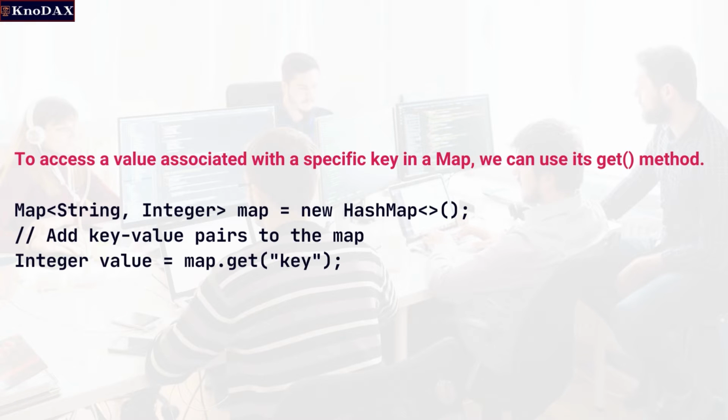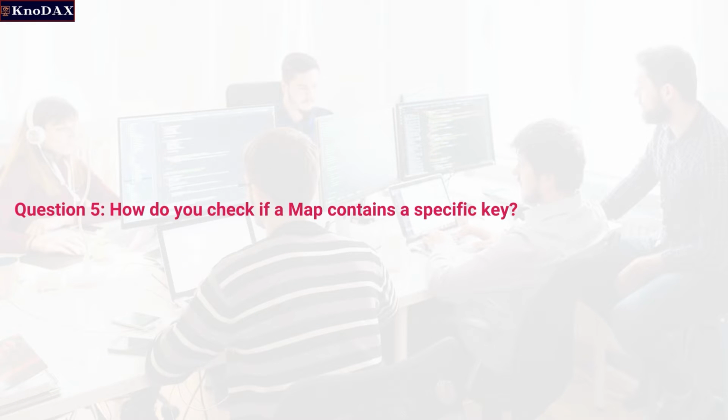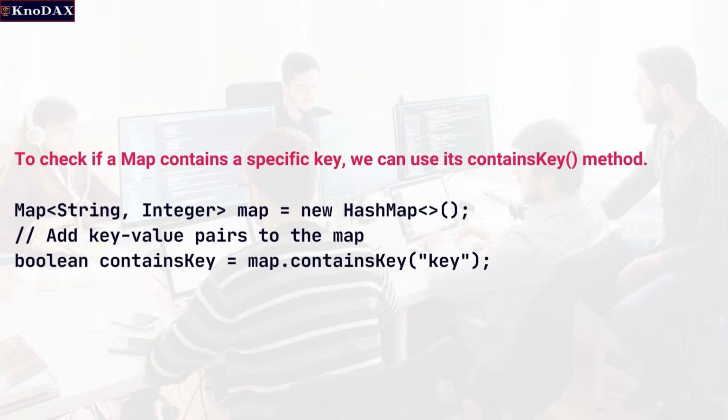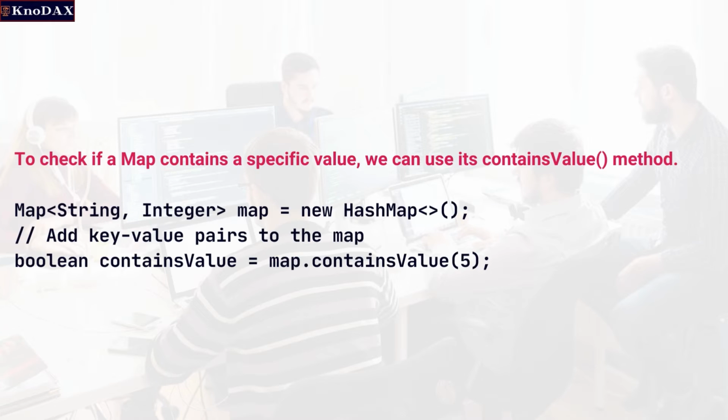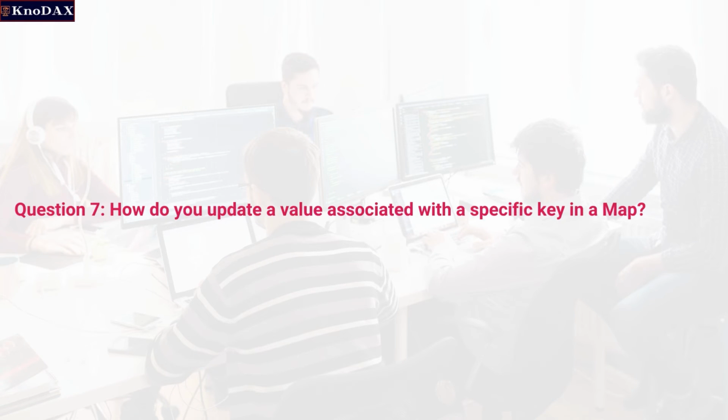We can use its get method to access a value associated with a specific key in a map. How do you check if a map contains a specific key? To check if a map contains a specific key, we can use its containsKey method. How do you check if a map contains a specific value? To check if a map contains a specific value, we can use its containsValue method.